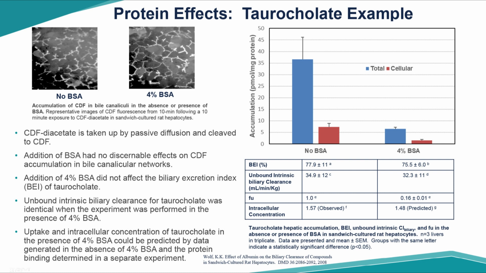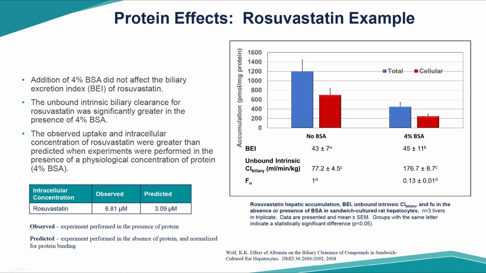We then went on to look at other compounds. We started screening compounds, and some of the examples that came up. Rosuvastatin: we did the exact same study with Rosuvastatin. Again, when we added the BSA, it didn't affect the biliary excretion index for Rosuvastatin, since that's the inside of the cell into the bile pockets.